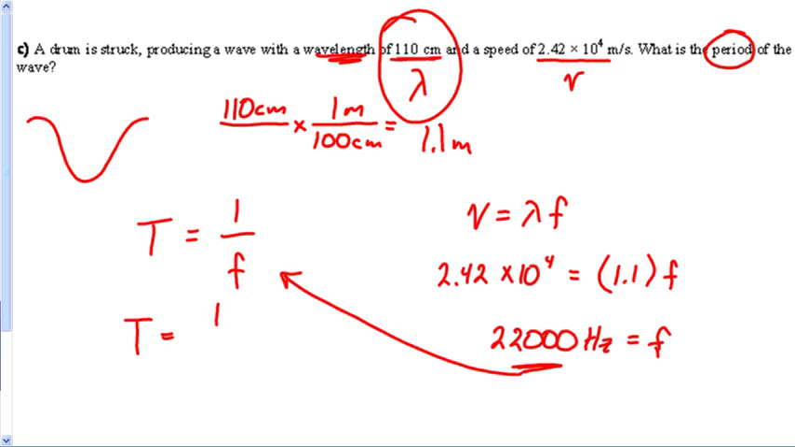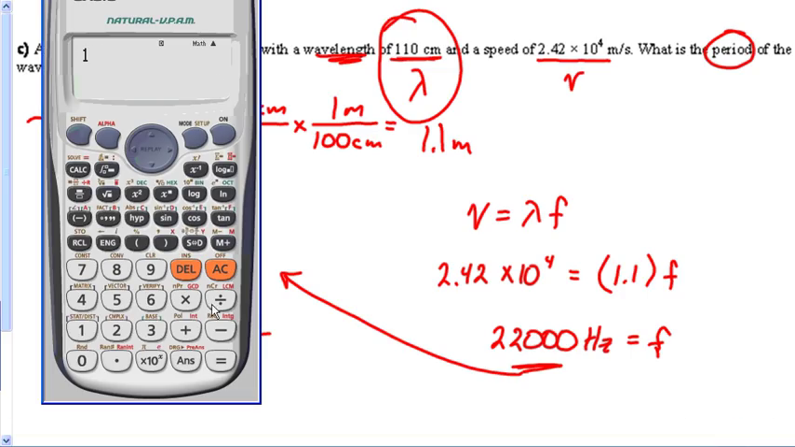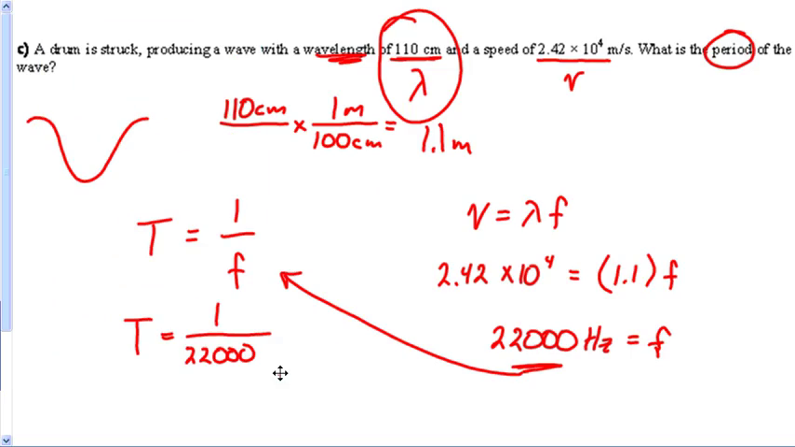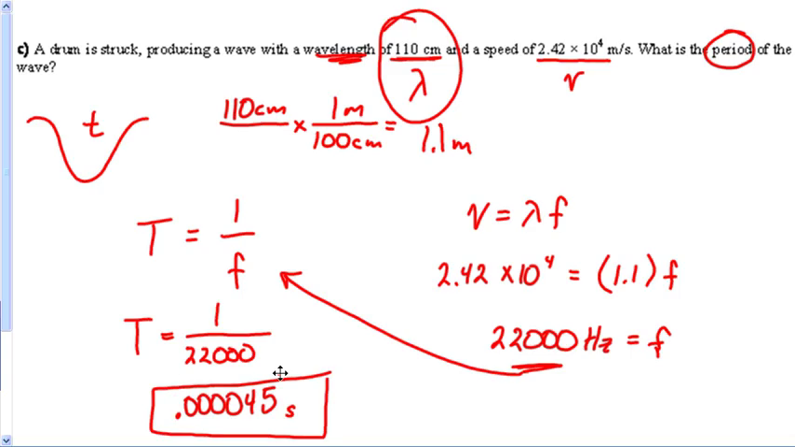So we end up with 1 over 22,000. And let's plug that in our calculator. So 1 divided by 22,000 is point four zeros and a 4 5. So 0.00004, and this is the time for one oscillation. So we'll put seconds for a unit on that, and there is our answer to that one.